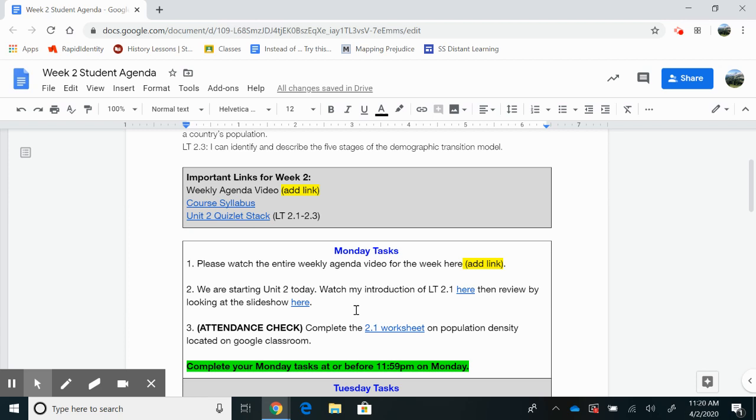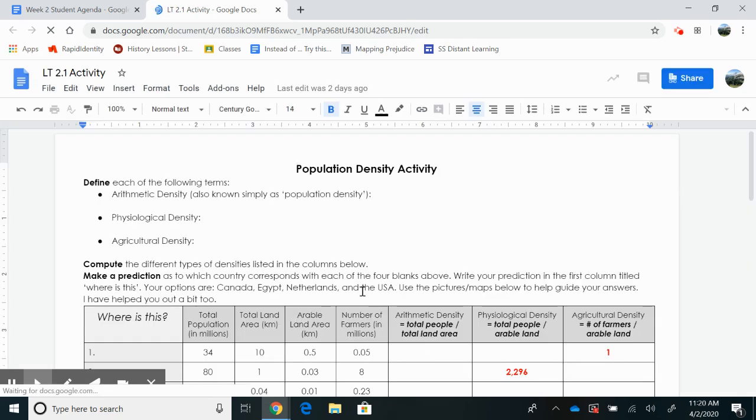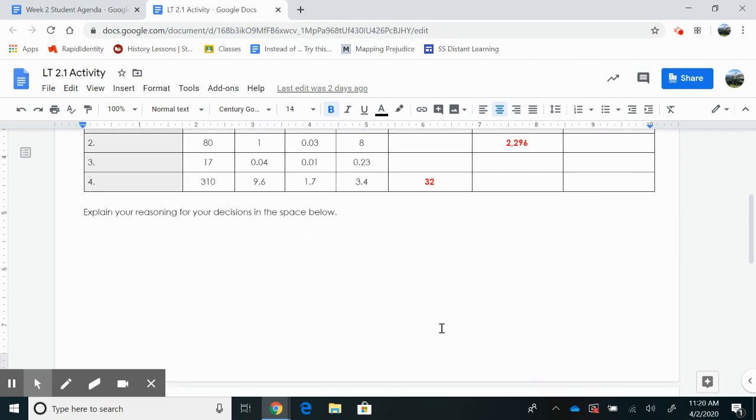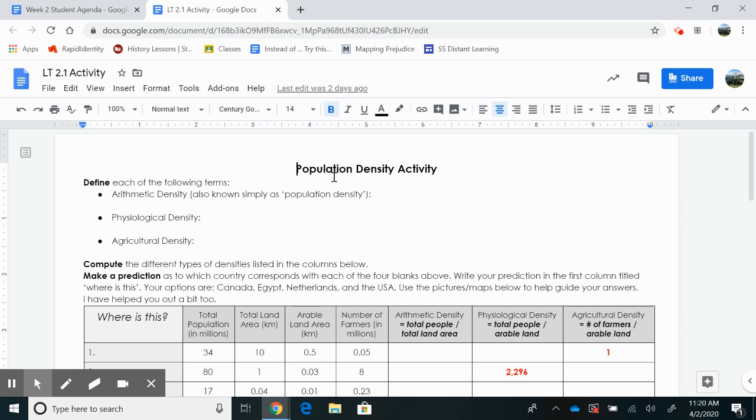Your attendance check for Monday is going to be completing this 2.1 worksheet, which is going to be on Google Classroom. You have to define a few words, and then you have to do some math based off of what you're going to be learning in that 2.1 slideshow. I helped you out here and gave you 3 answers. You just have to fill in the rest of this worksheet and then write a few sentences explaining the reasoning for your decisions in the space below. It's essential that once you get this done, you hit the turn in button on Google Classroom so that we can mark that you were here and participated for this day.